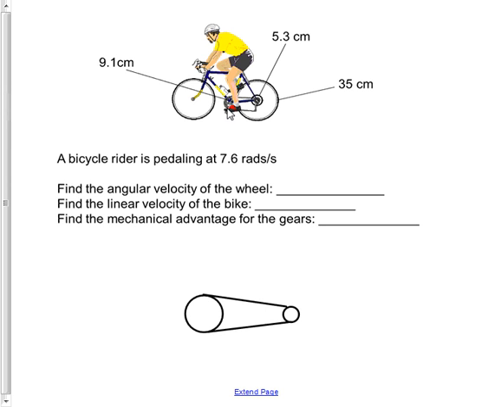And that chain is attached to the back gear, which is 5.3 centimeters in radius. And of course, all of that attached to a tire right here. Our job is to calculate the mechanical advantage and then finally the linear velocity of the bike.